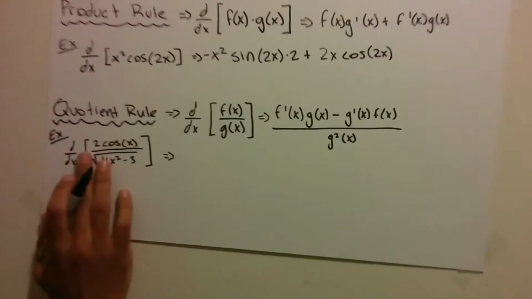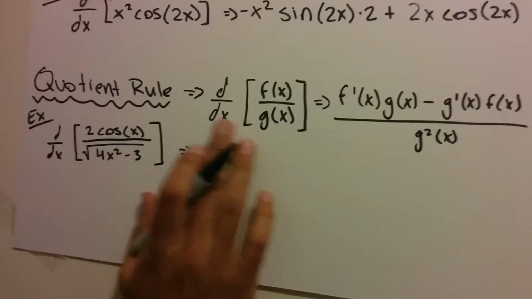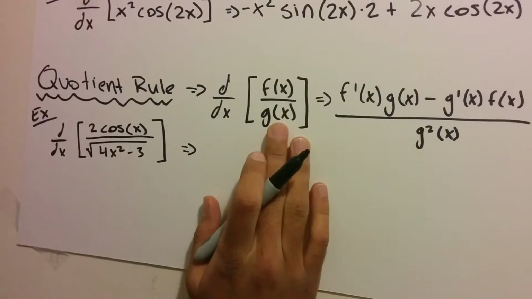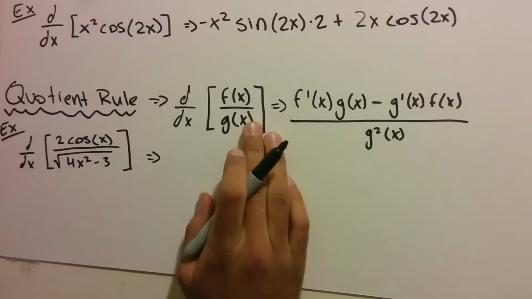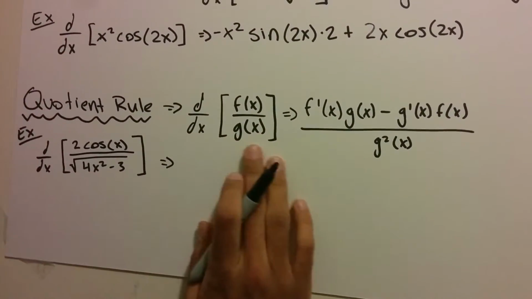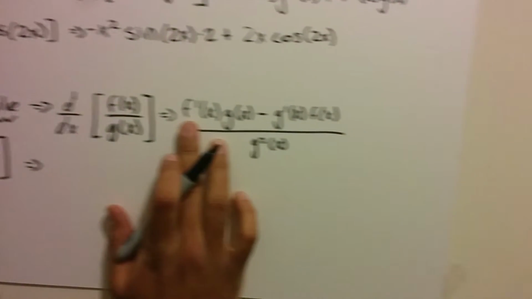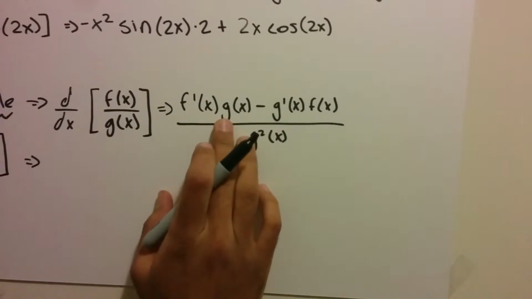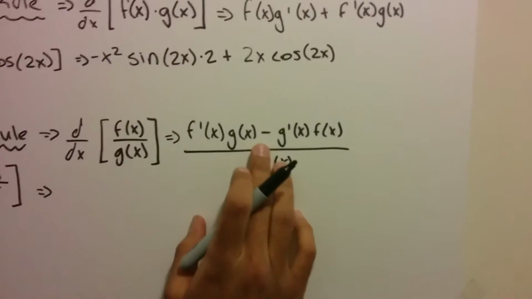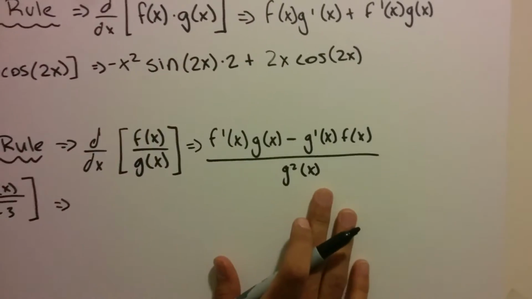So our final thing we're going to discuss is the quotient rule. The quotient rule basically states that for a function divided by another function, the derivative of that is equal to f prime x times g of x minus g prime x times f of x, over g squared.